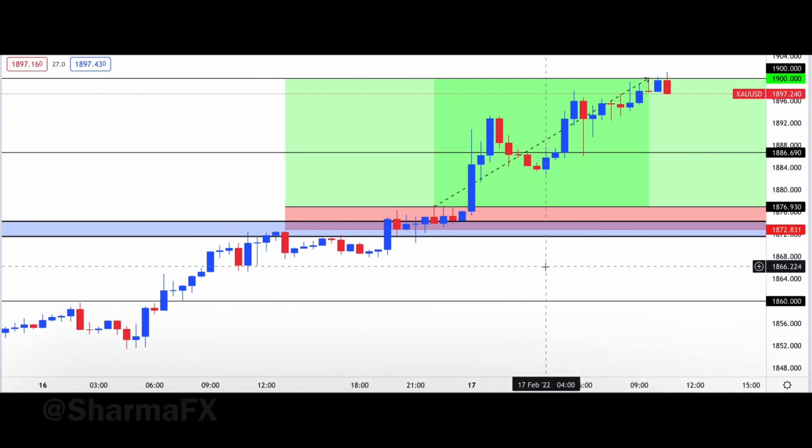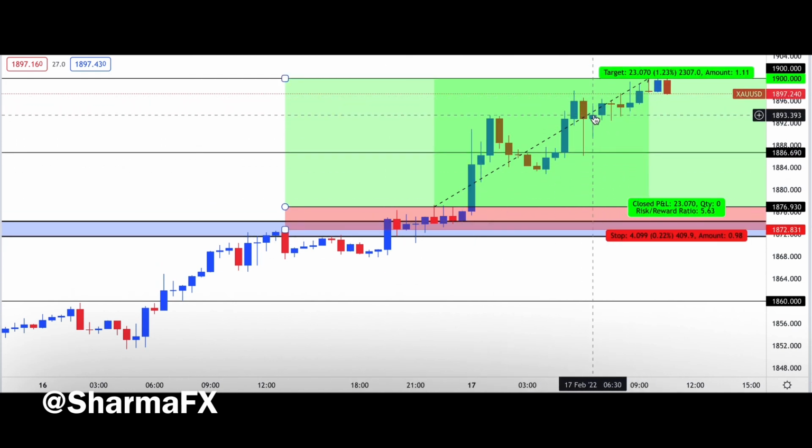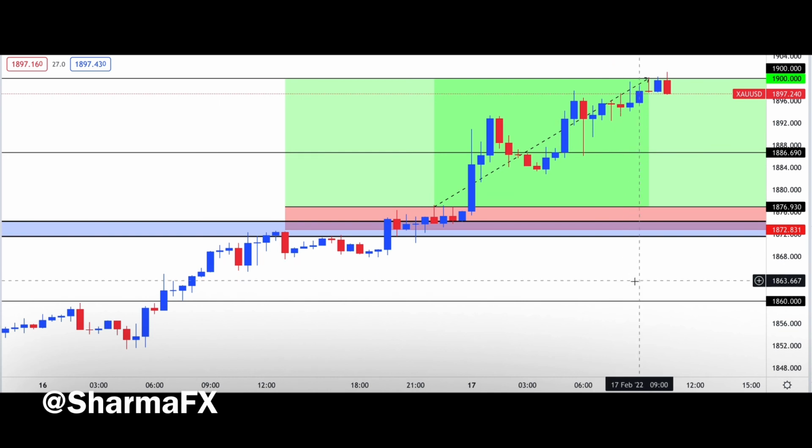98 pips in. And then we waited for a retracement. Price continued bullish. It was already a risk-free trade. In the morning in New York session, price continued up to 1900 and hit TP.